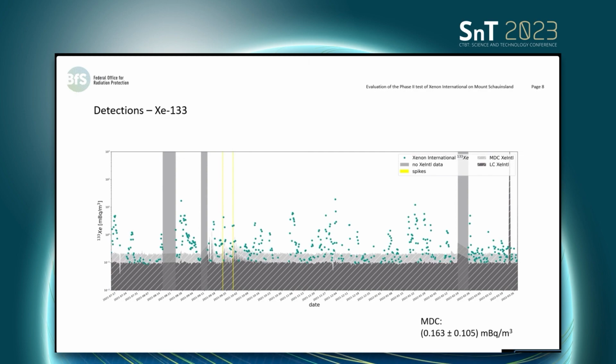Now to the actual activity concentrations that were measured. I'm showing Xenon 133 here, so these petrol-colored dots are what the Xenon International measured. Then we have the MDC in this dark gray, in this light gray, the LC in the dark gray, and these outage times. The spike data is not included here, but some of the samples after the spike got affected by the spike. That's why you can see these yellow lines.